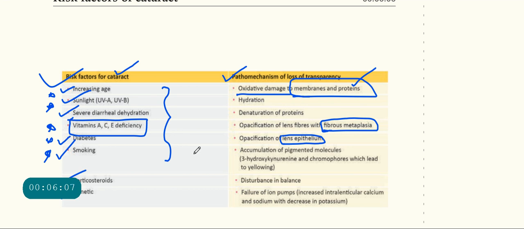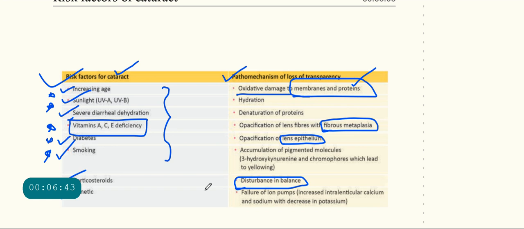Smoking as a risk factor: pigmented molecules get accumulated inside the eye and that finally leads to cataract. Very simple, an important point. The next is corticosteroid therapy, which is also a risk factor for cataract. There is a disturbance in the balance inside the eye that would lead to cataract formation due to corticosteroids.